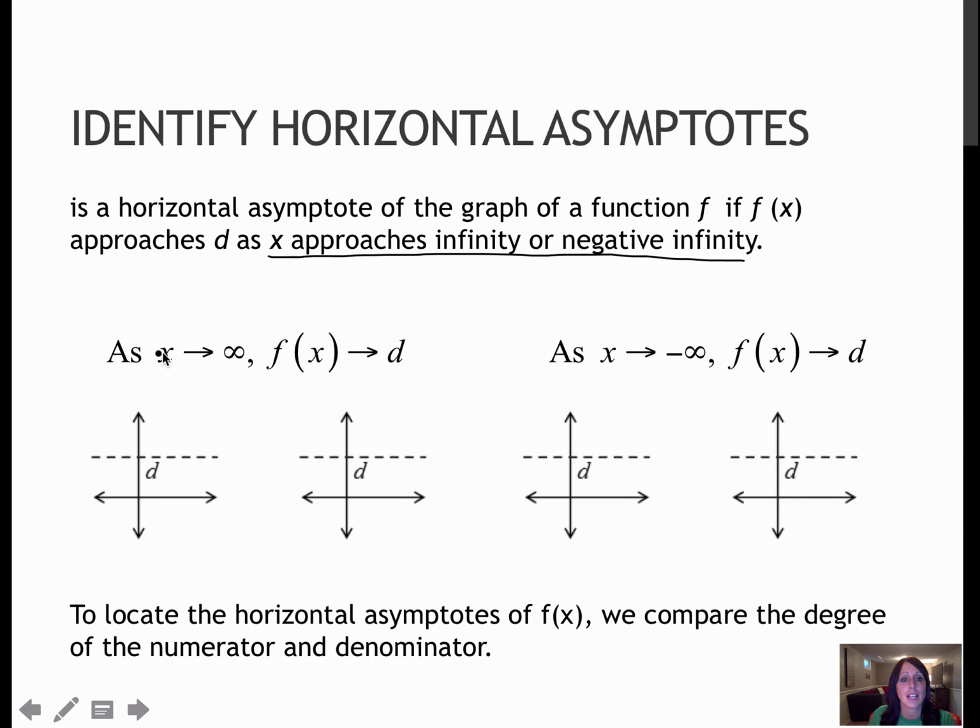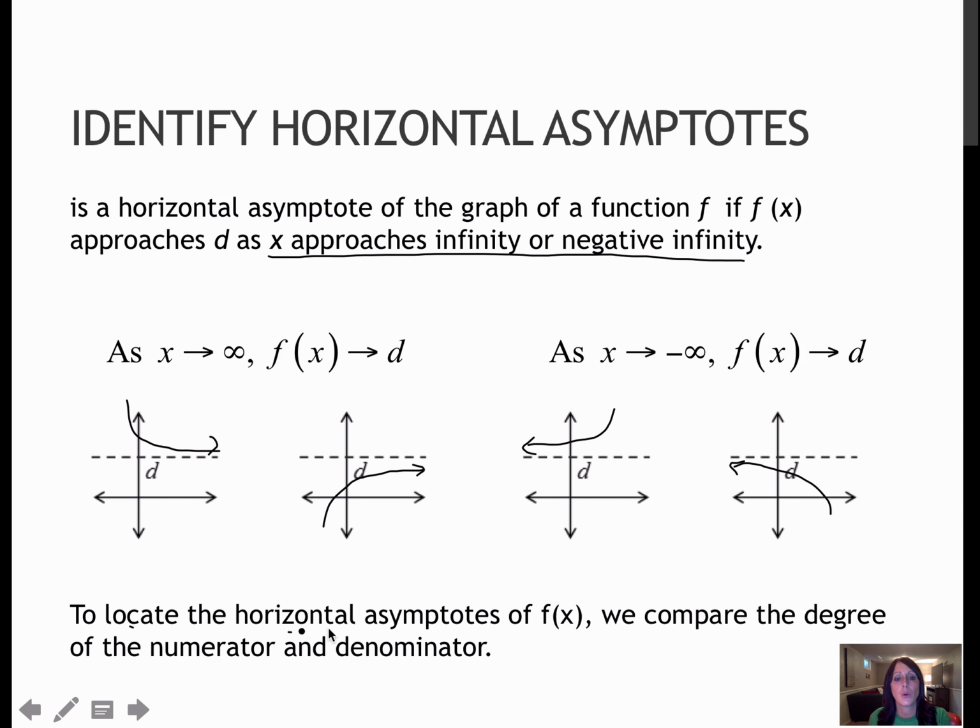So for instance, as x approaches infinity, we could have f of x approaching d either from above or from below. Either way, it's approaching that same horizontal asymptote. As you go towards negative infinity, again, it could approach d from above or from below. But that's as we're moving towards the negative x value.